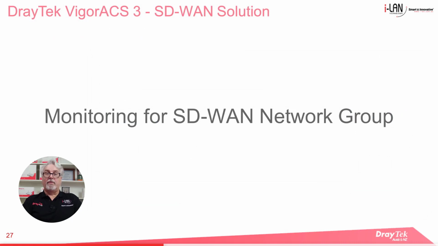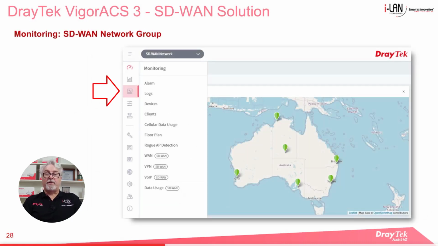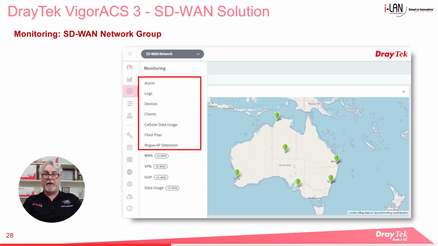And that brings us to monitoring SD-WAN network groups. The monitoring menu offers options for monitoring normal and abnormal conditions for a network group and CPE devices. In the example shown here, we chose SD-WAN network, and we find the same options for alarms, logs, devices, clients, cellular data usage, floor plan, and rogue AP detection as we do for network groups without SD-WAN enabled. Down below that, we get SD-WAN options for WAN, VPN, VoIP, and data usage, which I'll go through shortly.